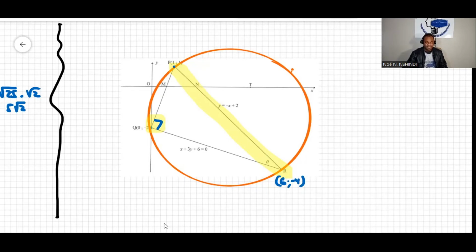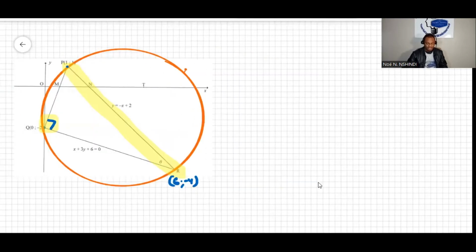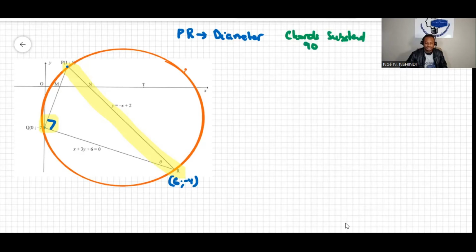I'm going to say here PR. Let me move the board like this. So PR here is the diameter, because this chord here subtends a 90 degree angle. So PR is a diameter.